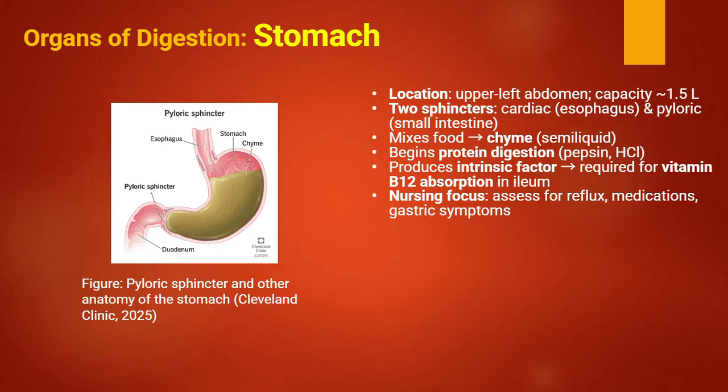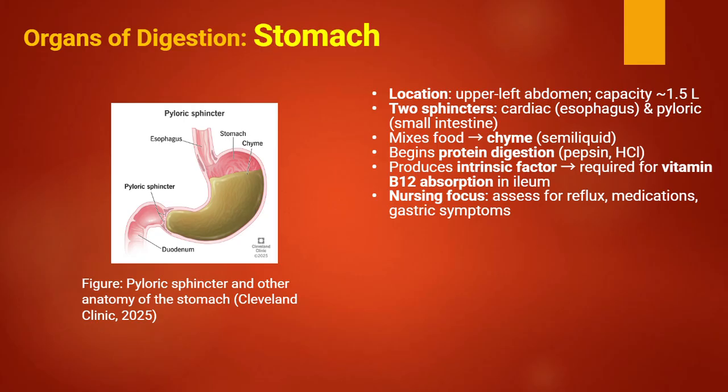The stomach is located in the upper left quadrant of the abdomen and typically holds about 1.5 liters of food and fluid. It acts as a temporary holding chamber, giving the body time to process food in stages. The stomach has two important sphincters, the cardiac sphincter at the top, which prevents stomach acid from refluxing into the esophagus, and the pyloric sphincter at the bottom, which controls the emptying of stomach contents into the small intestine.